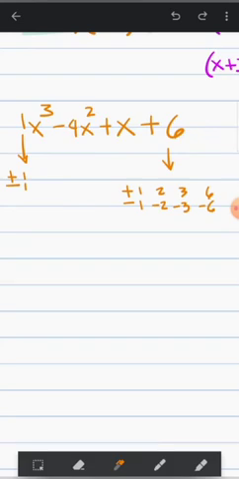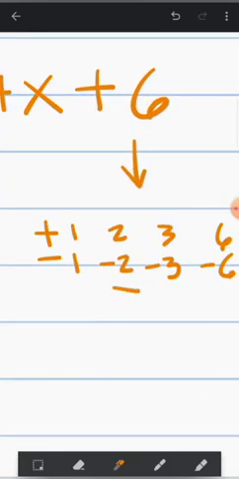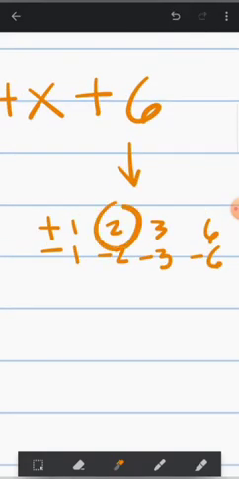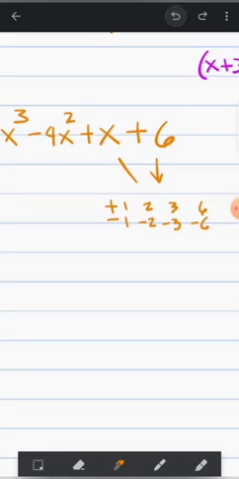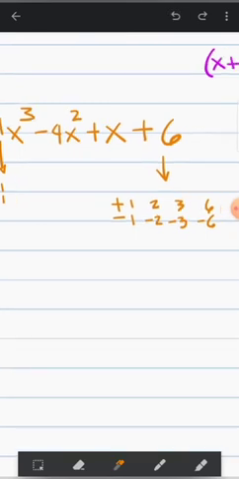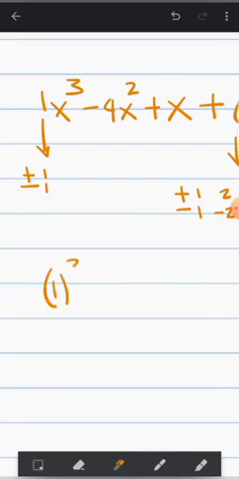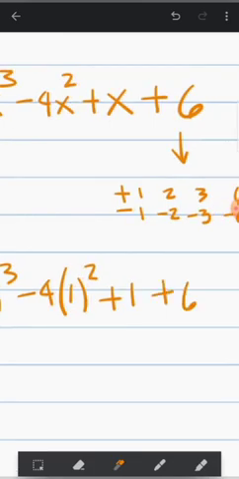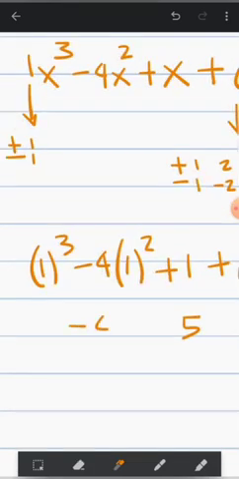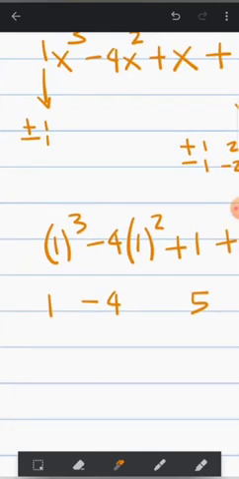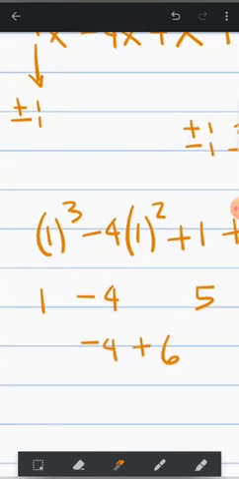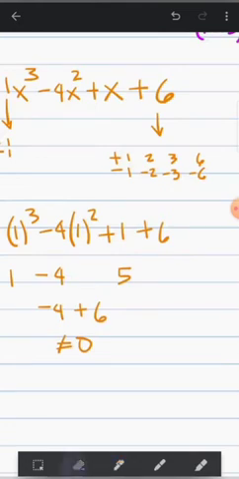And if it does, let's say for example I plug in 2 to x and the polynomial becomes 0, then that's one of the factors. So again, let's try. If I plug in 1, it will become 1 cubed minus 4 times 1 squared plus 1 plus 6. So this is 1, this is minus 4, and this is 1. So -4 plus 6 isn't 0, so 1 isn't a factor.